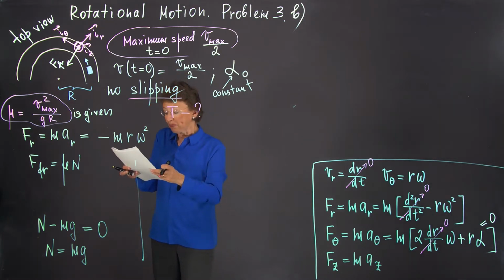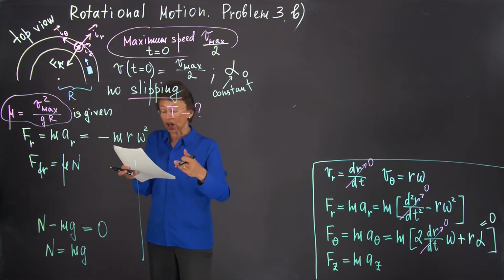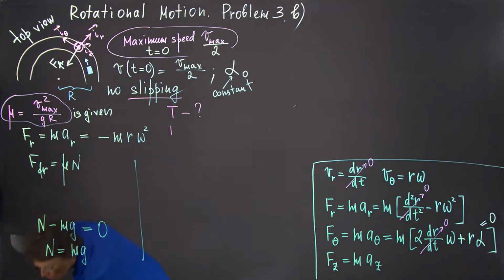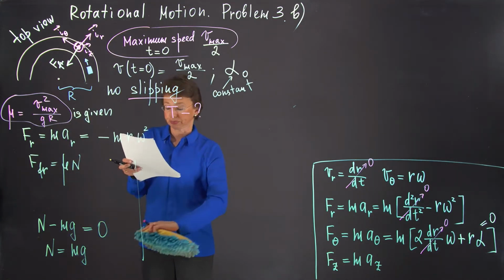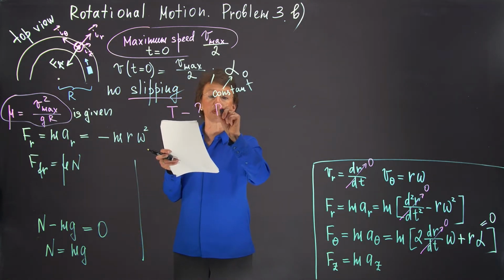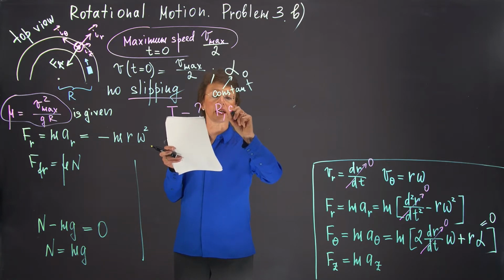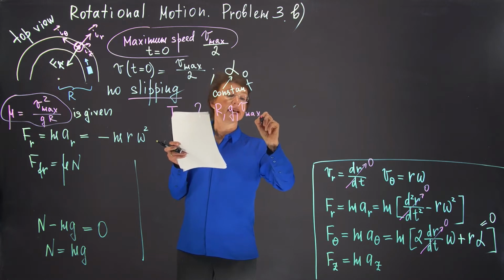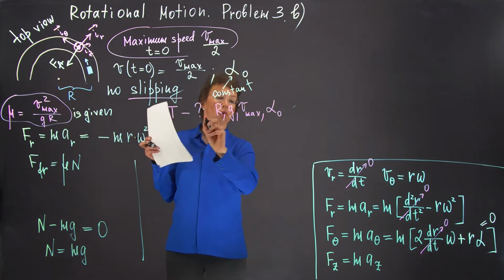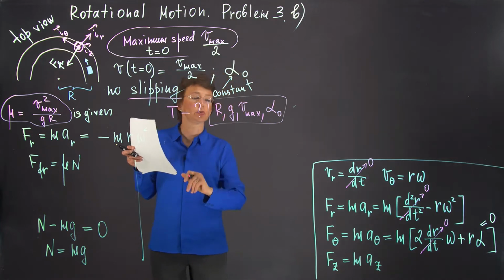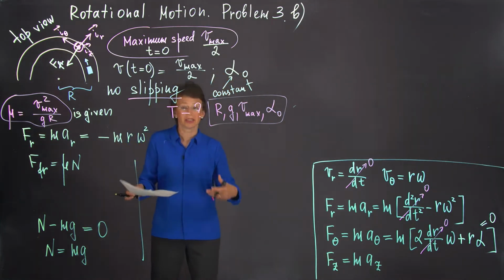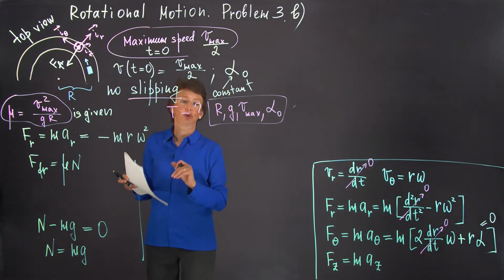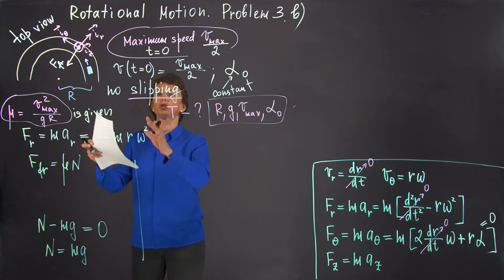Ready to slip. And we need to find this equation in terms of what we are allowed to have in this equation. We are allowed to have r, radius of the curve, given, acceleration of gravity, given, v maximum, given, and alpha naught. All those are given quantities, and we need to have only these quantities in our equation for time when it's ready to slip.